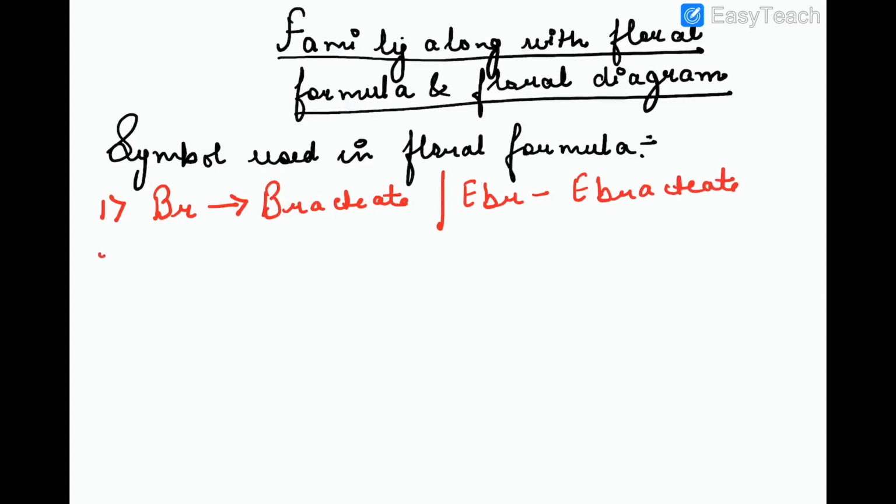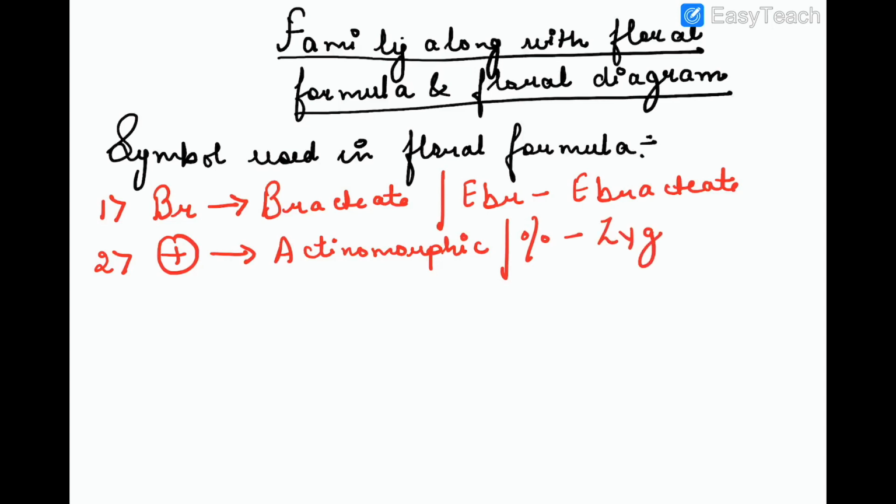If the flower is actinomorphic, meaning a flower that can be divided into two equal halves by any plane, then it is written as a plus sign enclosed in a circle. And if the flower is zygomorphic, it is written with a percentage sign. Percentage sign is used for zygomorphic flowers, meaning they can be divided into equal halves by only one plane.